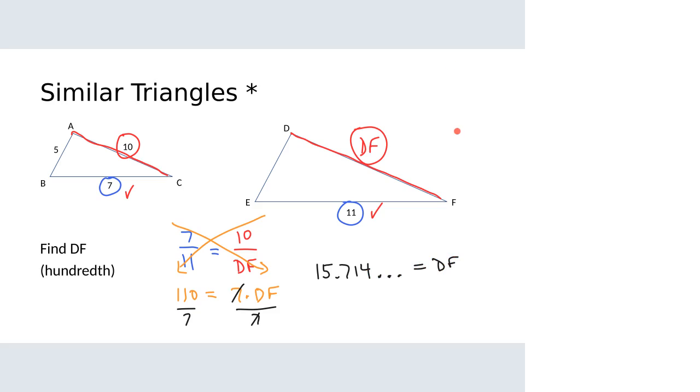Last thing we need to do here is round to the nearest hundredth. So we'll find the hundredths place. Look one space to the right. That's 4 or lower, so we'll round this down. The length of DF is 15.71.